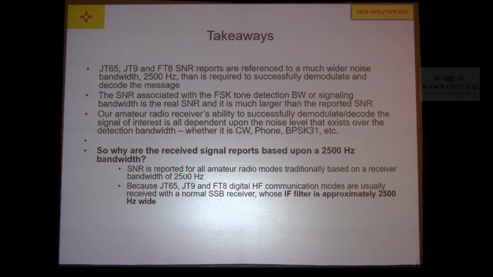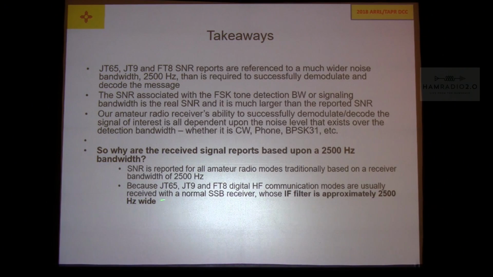It doesn't matter what modulation or method that you're using, whether it's CW, whether it's phone, whether it's binary PSK31. Remember, it's really the detection bandwidth. How much bandwidth is required to be able to successfully demodulate and decode the intelligence? So then you might be asking, why are the received signal reports based upon a 2500 hertz bandwidth? The signal-to-noise ratio is reported for all amateur radio modes traditionally based on a receiver bandwidth of 2500 hertz, which is your typical intermediate frequency transmission bandwidth.